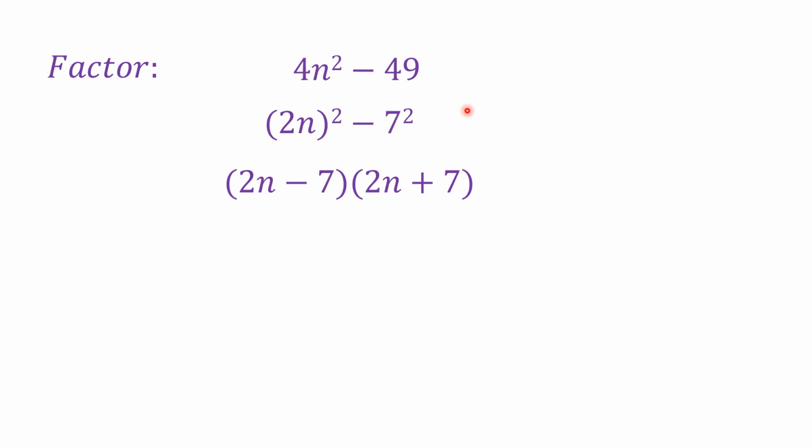where you can factor it now as 2n minus 7 times 2n plus 7. By the way, the plus and minus can be interchanged. You can write the 2n plus 7 first times 2n minus 7. It's the same. These two factors are interchangeable.